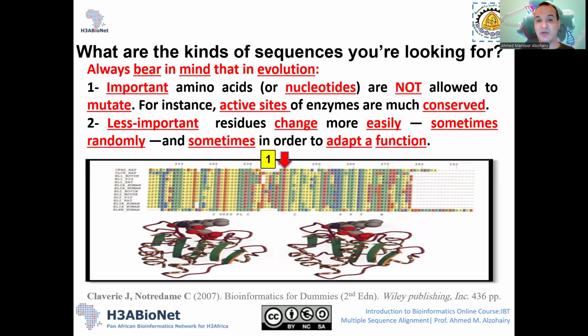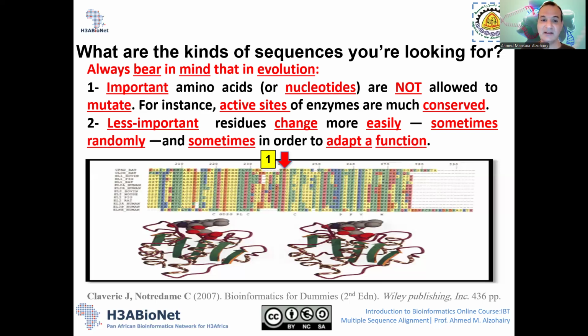To import amino acid or nucleotide sequences, they are not allowed to mutate. I mean, we're always looking for positions of the protein where there is no mutation, so there are no differences. And this position, which is conserved, is usually the most important position in your protein. So that's the position that we are looking for. We are always looking for positions that are conserved across multiple species.